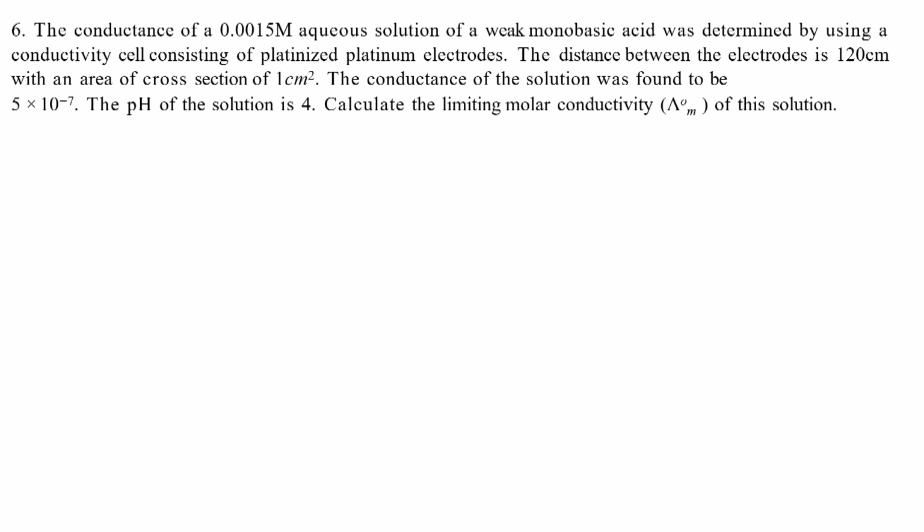Now, problem number 6 says the conductance of 0.0015 molar aqueous solution of a weak monobasic acid was determined by using a conductivity cell consisting of a platinized platinum electrode. The distance between the electrodes is 120 centimeter with an area of cross section of 1 centimeter raised to the 2. The conductance of the solution was found to be 5 times 10 to the minus 7. The pH of the solution is 4. Calculate the limiting molar conductivity of the solution.